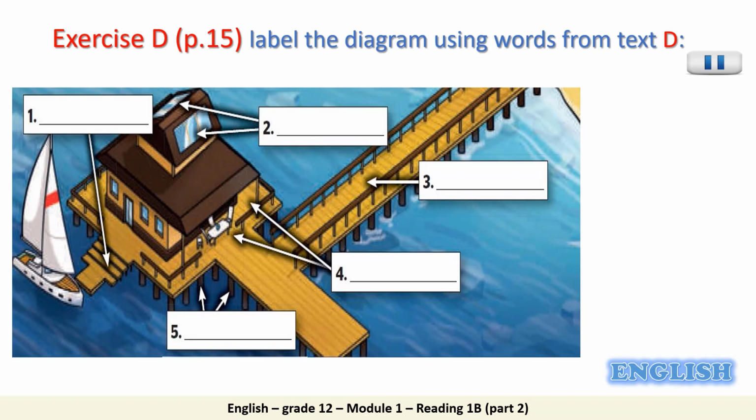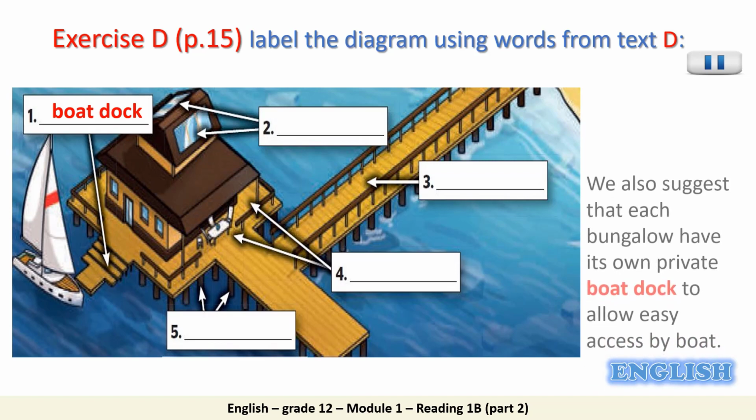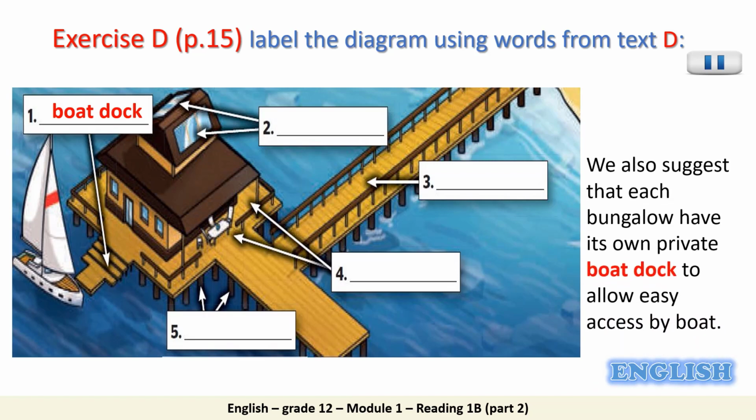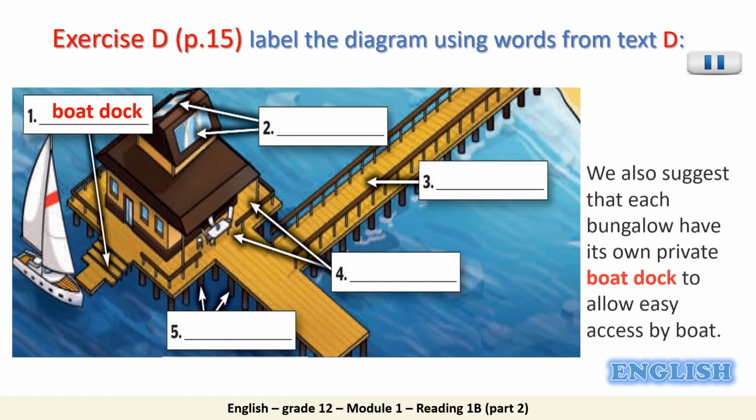Now let's correct. Number 1. Boat dock. We also suggest that each bungalow have its own private boat dock to allow easy access by boat. The boat dock allows easy access to the bungalow, so this is one of the features of the boat dock.